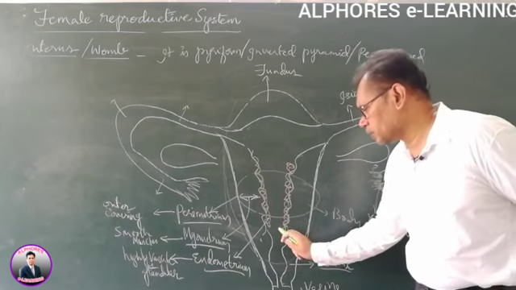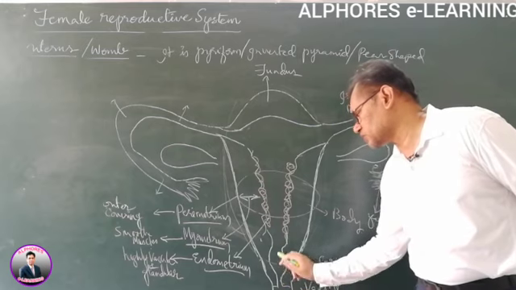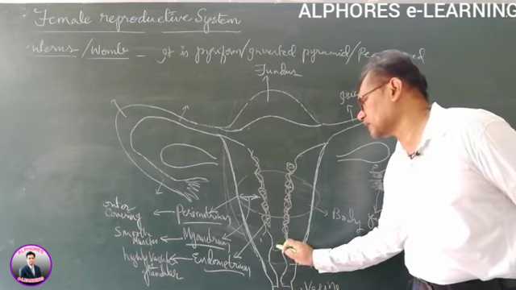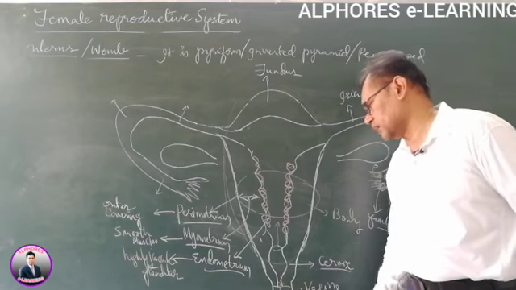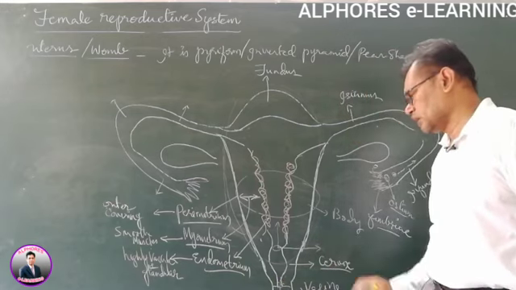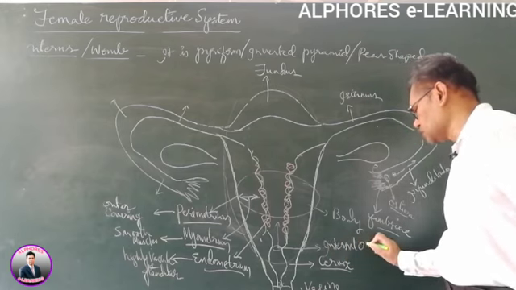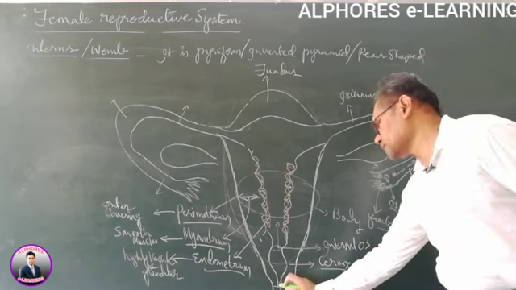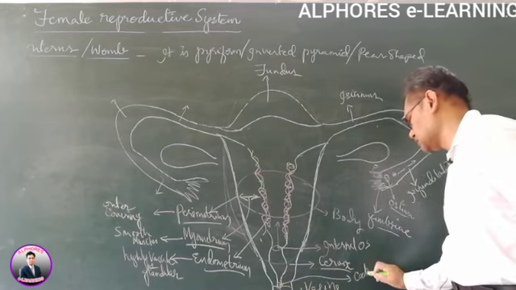Here at this narrow part, where the uterus opens into the vagina, there is the cervix. The cervix has an internal end connected to the uterus, and an external end connected to the vagina. This part is called the internal os. Whereas this part where it is connected to the vagina is called the external os.